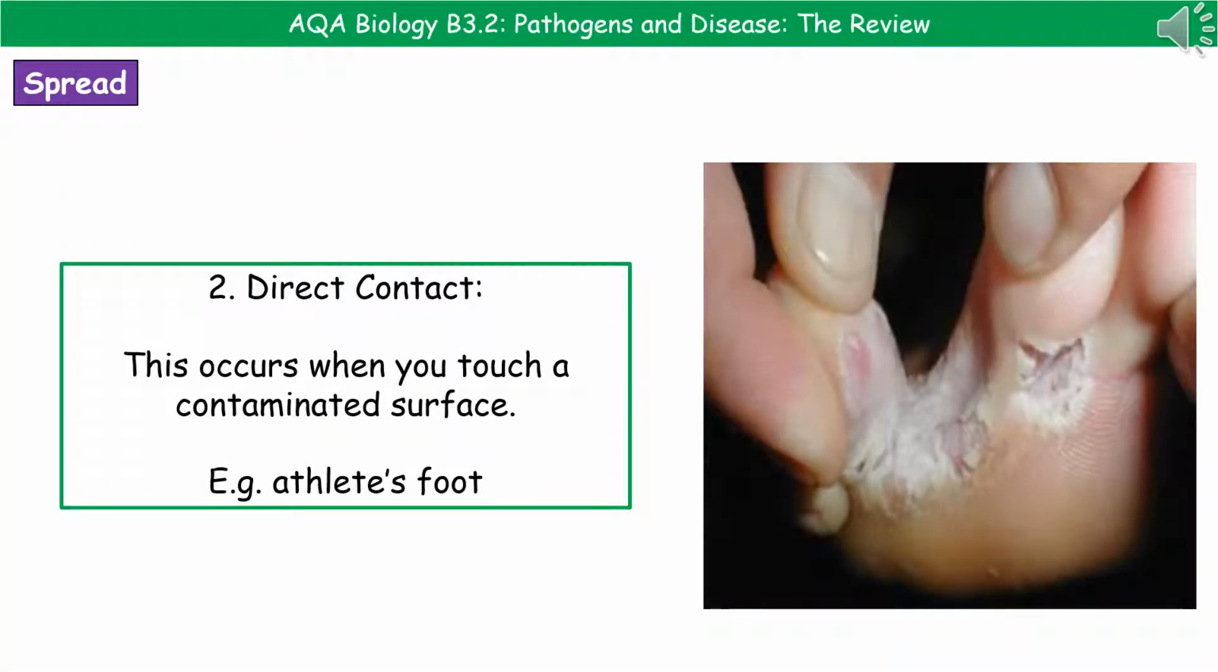The second method is by direct contact. So this is when you're touching a contaminated surface. And a really good example of this, as my delightful picture will hopefully tell you, is athlete's foot. So if you're wandering around barefoot in changing rooms, for example, and someone with athlete's foot has walked on that surface before you, then you are also at risk of catching it because they've left some of those fungal entities on the surface that can then just adhere to your foot, and then athlete's foot may well follow.